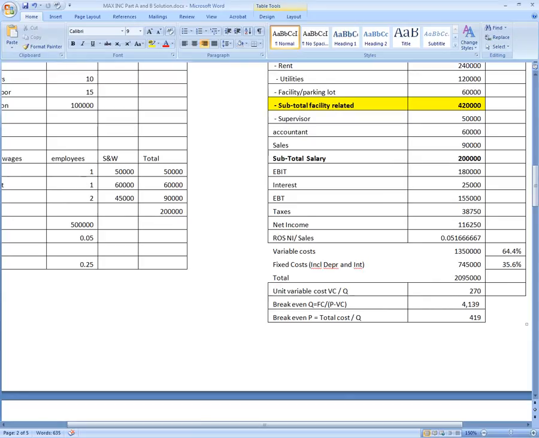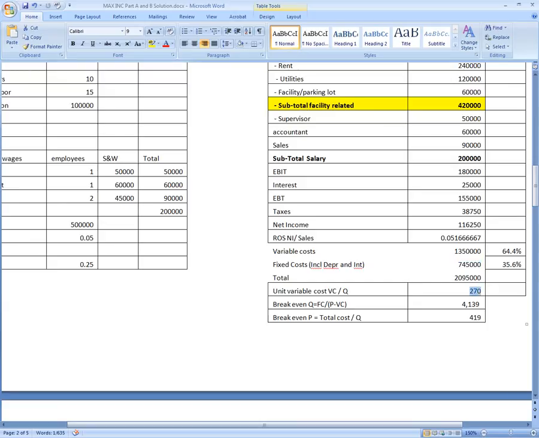And our goal is to say, at what quantity will this earnings before interest and tax be zero? The formula to calculate the quantity is to take your fixed cost, which in this case is this number. Where did that come from? We basically added up all the numbers in a cell right here that are fixed related. What does that include? It includes your depreciation, your facility costs, your salaries, and your interest. You get 745. Total cost is nothing more than adding these two up.